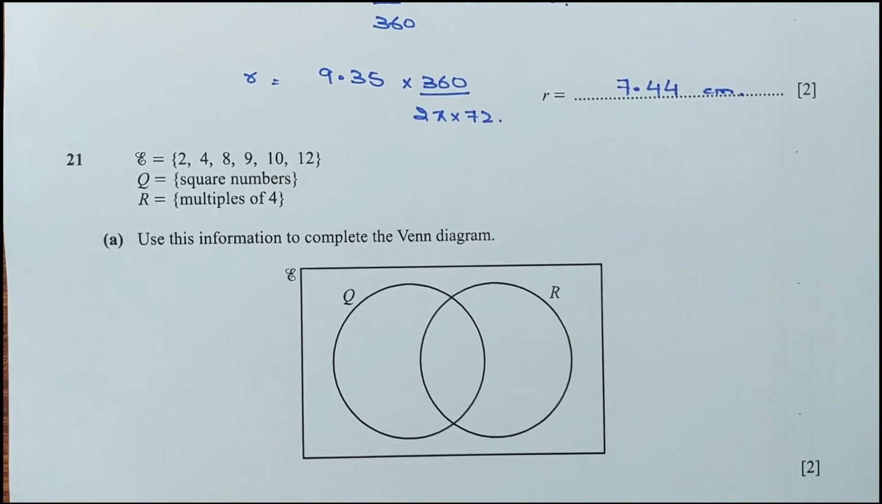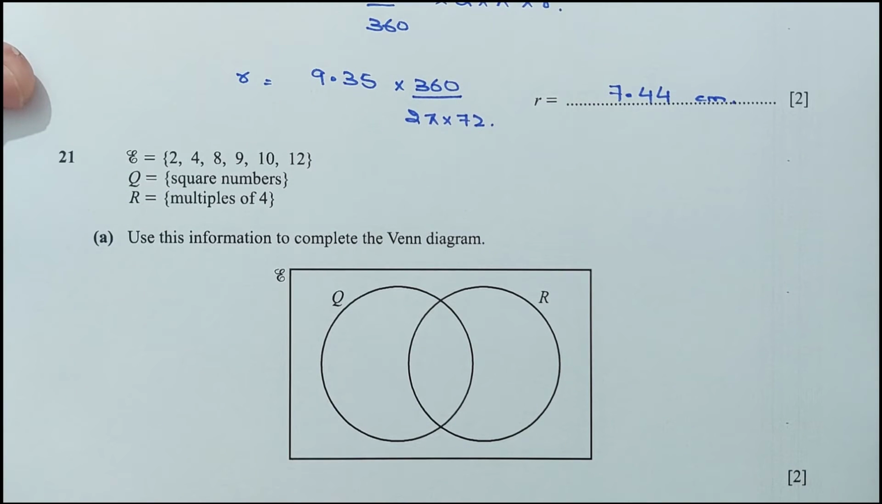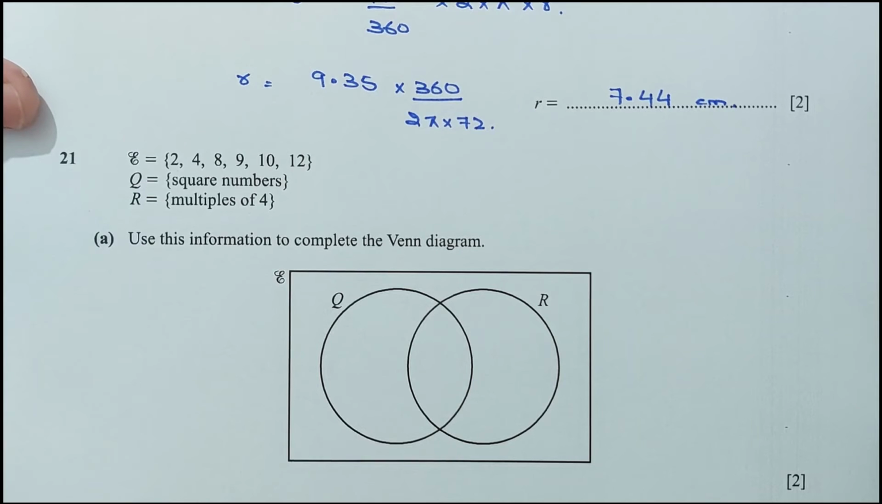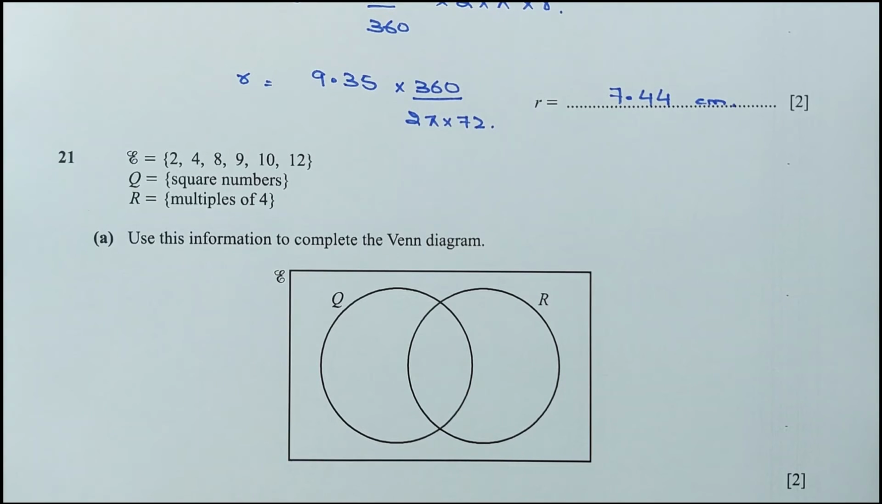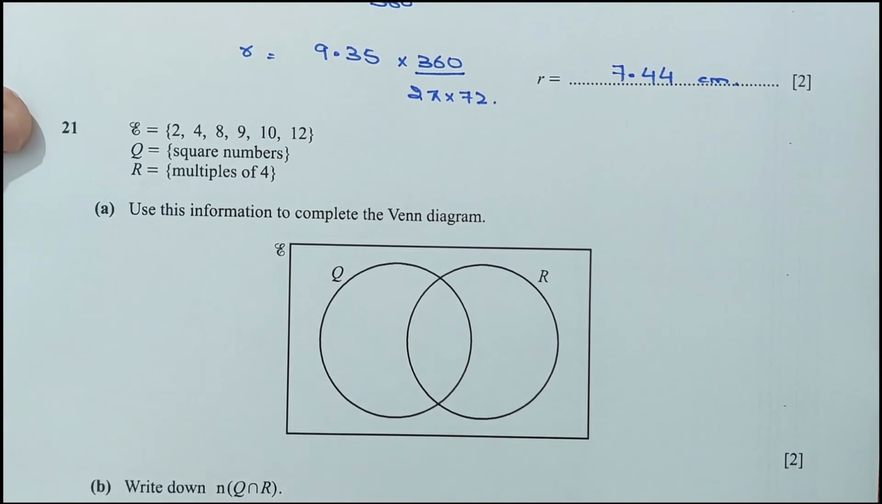Question number 21, we have a universal set 2, 4, 8, 9, 10, and 12. Q is the square numbers and R are the multiples of 4, right? The set R and Q. Now, part A, use this information to complete the Venn diagram, right?